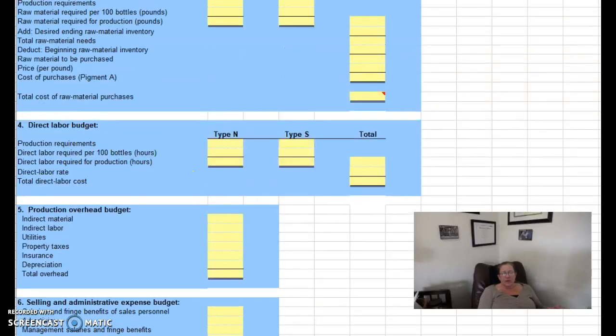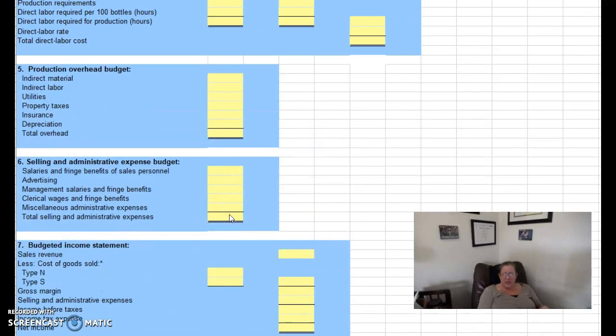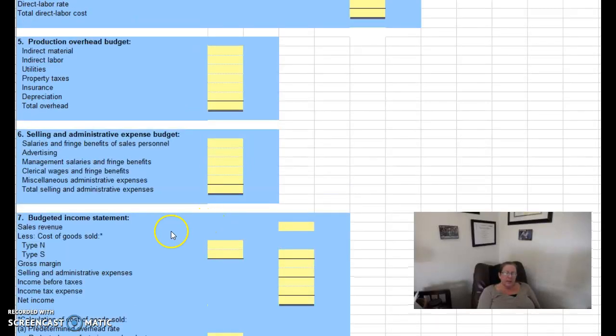So most of the information is just strictly given to you in the problem, and then some things you do have to calculate, and they might carry over into another section of the template, but you should have all of the information that you need to calculate everything. Okay? Let me know if you have any questions, and good luck on the assignment.